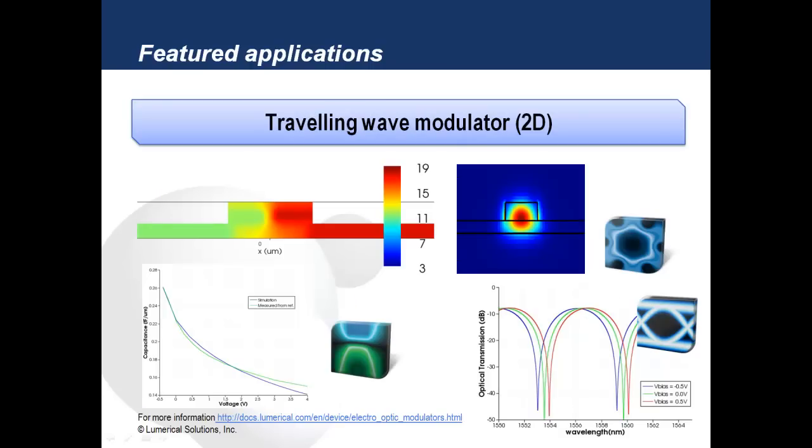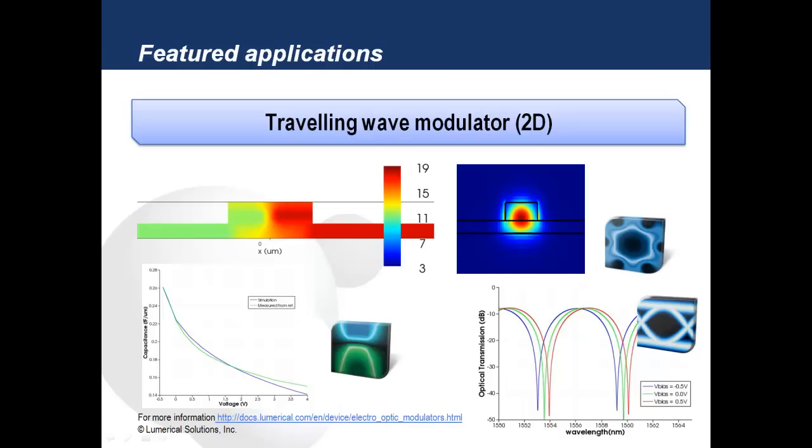Another application is a traveling wave modulator, and this is a device where we create a waveguide and then apply a voltage across the waveguide, and we're able to change the electron hole density throughout the waveguide. By doing so we change the refractive index, a very small change, but this allows us to make a Mach-Zehnder modulator.